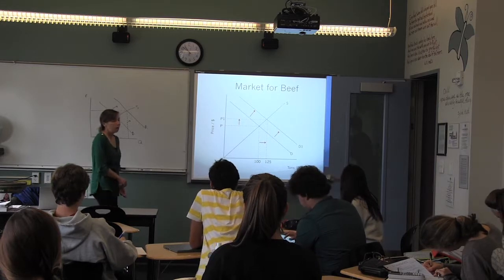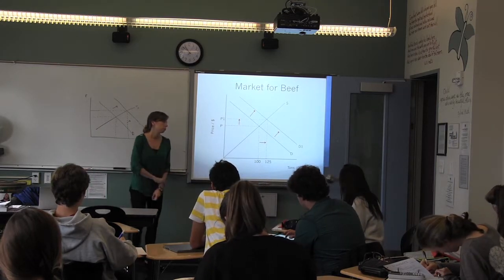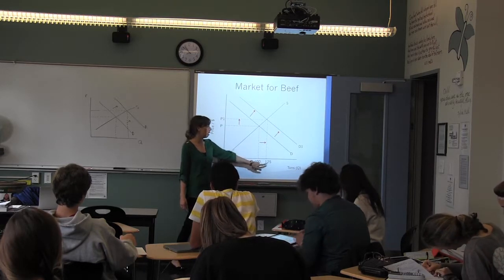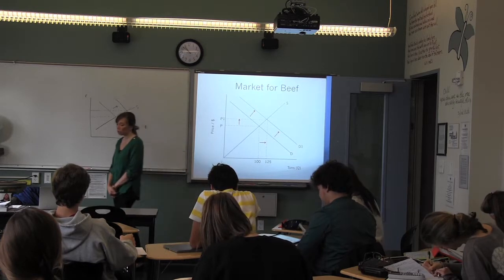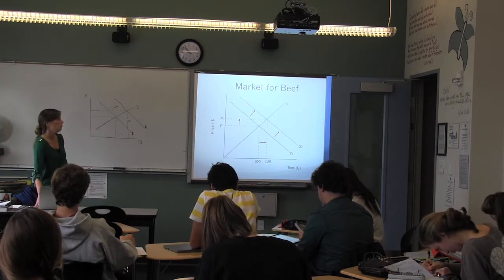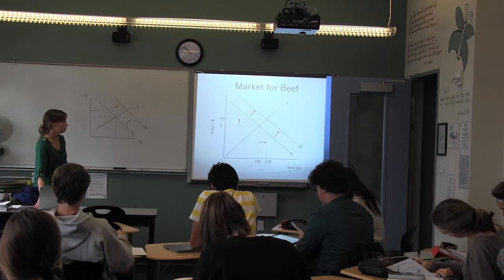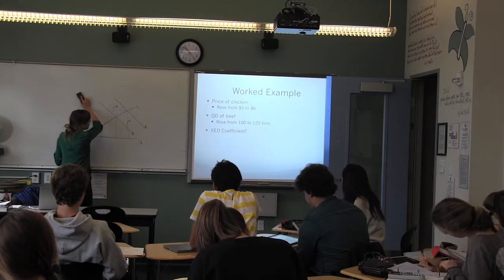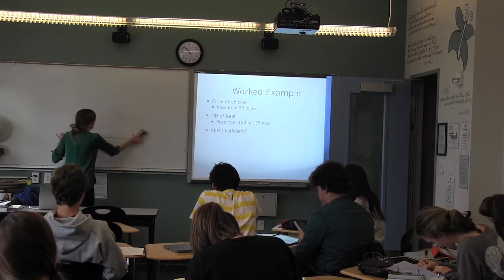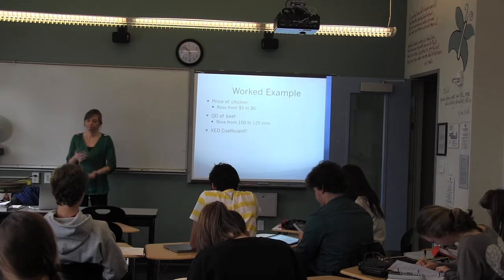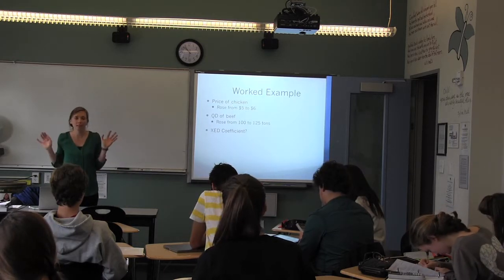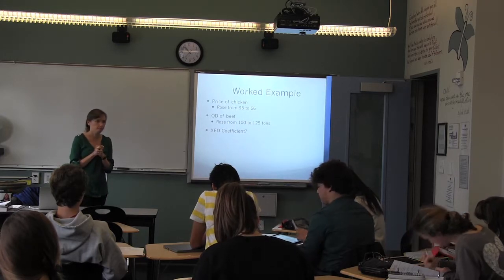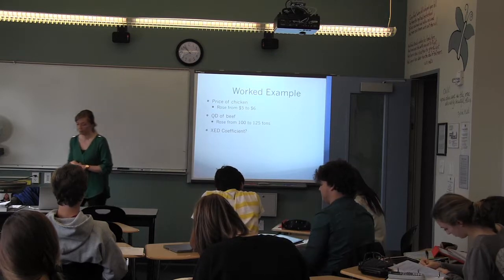So, how has that affected the market for beef? The quantity demanded for beef, because of the increase in price of chicken, has gone from 100 to 125. So let's punch all those numbers in. 100 to 125. Well, let's figure out what the XED coefficient is for the market of chicken and beef. Should this be a negative or positive value? Positive, yes, because they're substitutes.